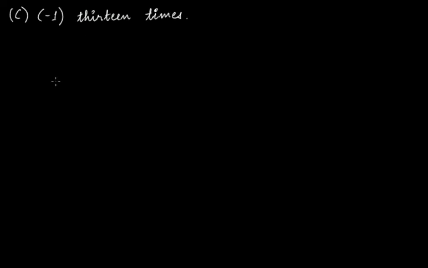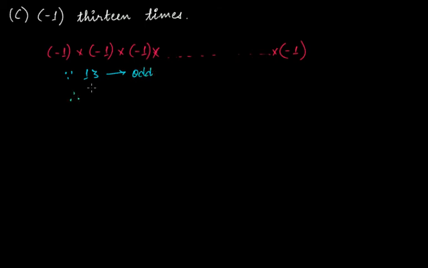Let's come to this third one. You have -1 13 times. That means -1 times -1 times -1 will go on like this till you have written this -1 13 times. Again, -1 is a negative integer, 13 is an odd number, therefore the sign of the product will be minus sign. So whatever answer comes, it will be with a minus sign.